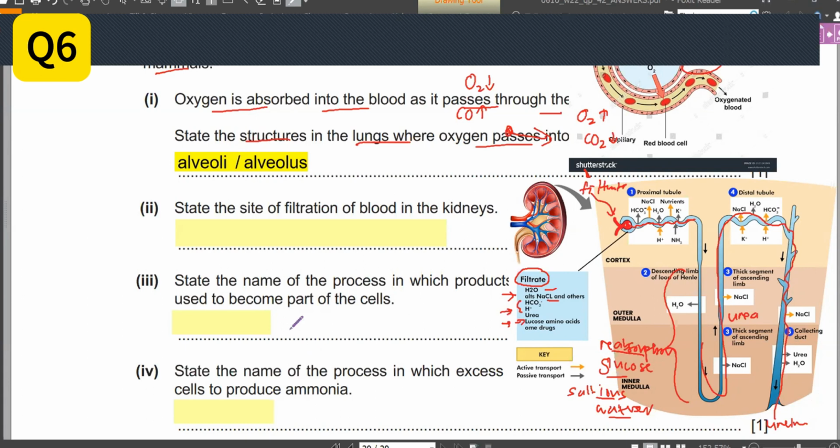So the site of filtration will be the glomerulus, or nephrons, which is this part here. Mainly we are talking about this part where the filtration happens.